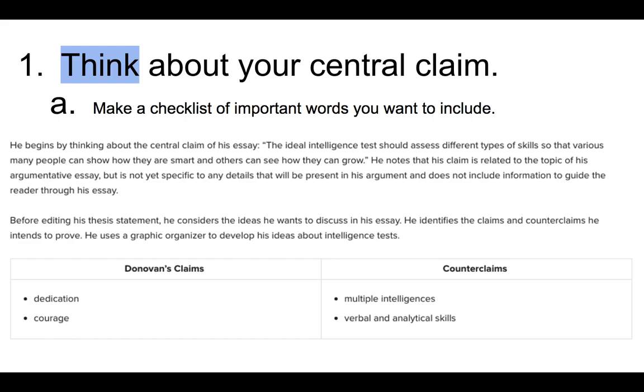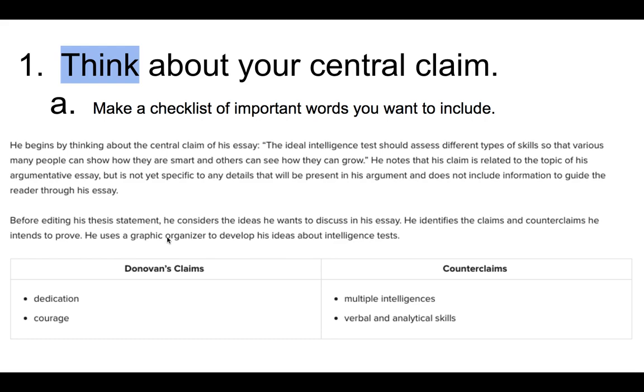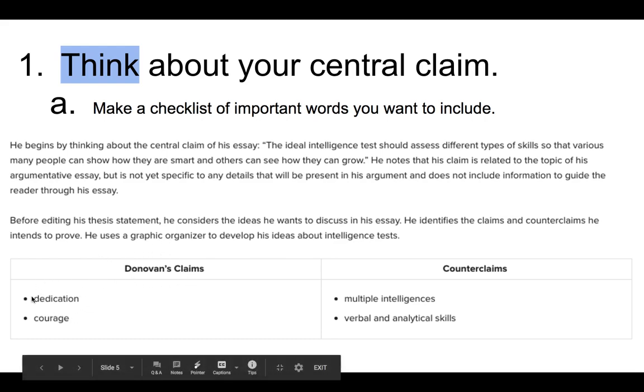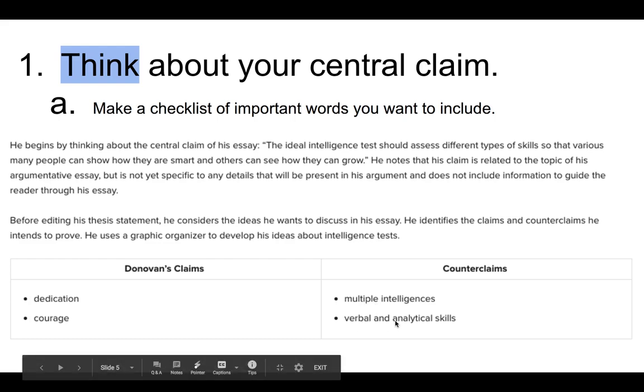He identifies the claims and the counterclaims he intends to prove. He uses a graphic organizer to develop his ideas about his intelligence test. So Donovan has made this checklist of important words to include. So in his claims, he's going to be talking about dedication and he's going to be talking about courage. So those 2 keywords are listed here. And over here in his counterclaims, he's going to be sure to talk about multiple intelligences and verbal and analytical skills.